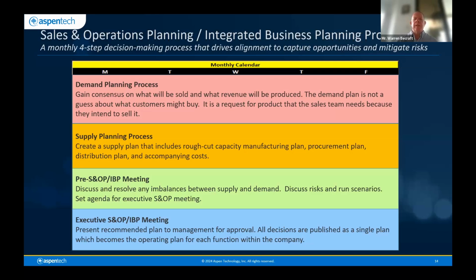Then we move into the pre-S&OP meeting where we agree between the marketing and sales teams with the demand plan and the production and supply teams to balance out those supply and demands. Maybe we run different scenarios, decide which course of action to take, discuss the risks and how to manage those risks, and then set the agenda for the executive S&OP meeting. And this is where the final approval is given for the organization to move forward, and then published out as a single plan, which becomes the operational plan for the company.